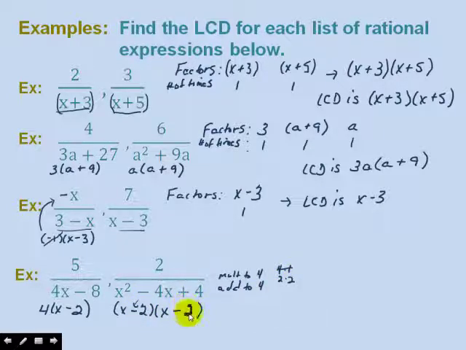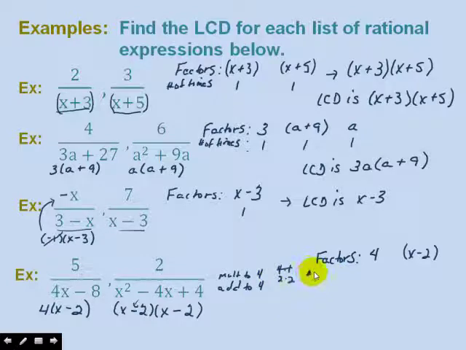So we end up with x minus 2 times x minus 2. Okay, so now that we've got everything factored, let's write down the different factors we have. From the first rational expression, we have a 4 as one of our factors and x minus 2 as the other factor. And the only factors we have in the second denominator are x minus 2, so we don't need to write the x minus 2 down again.